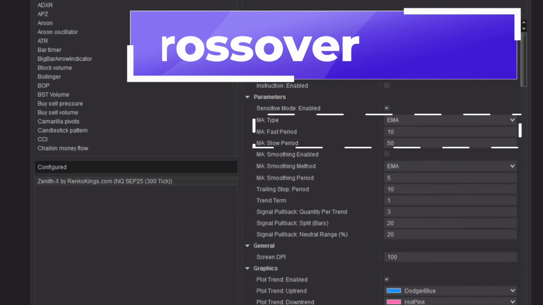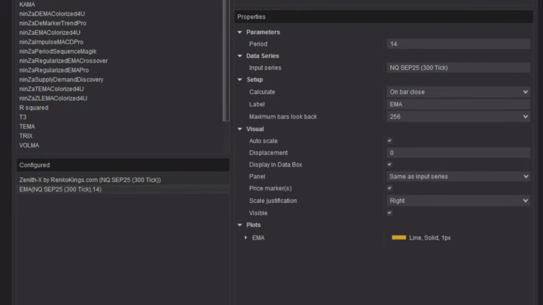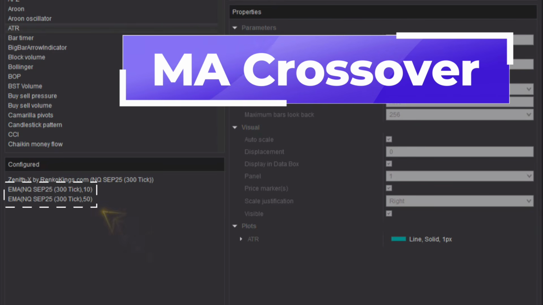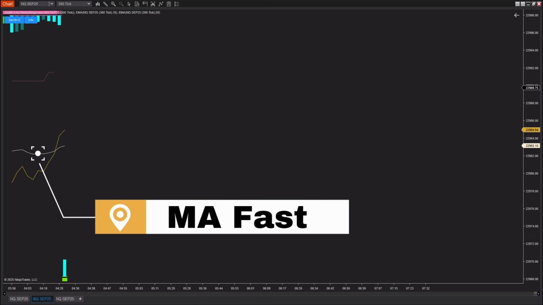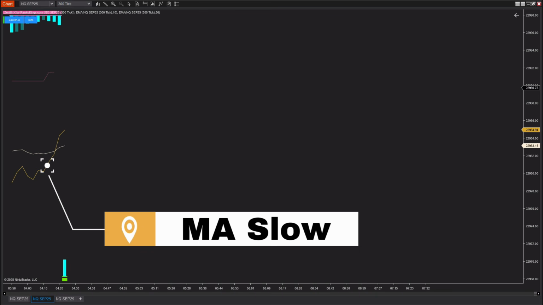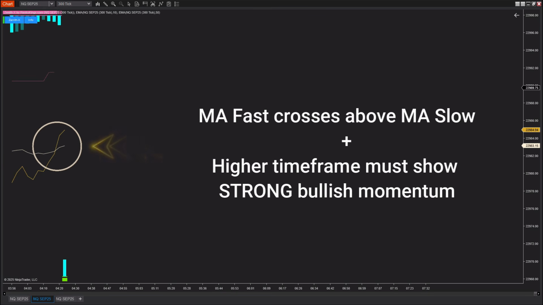As specified in the parameters, we've set the fast period to 10 and the slow period to 50. Based on these values, the system will automatically calculate the trend signal using the crossover between the two moving averages. I'll add these MAs to the chart so you can better understand how they work. On the chart, you can see that when the market shifts into an uptrend, the fast MA crosses above the slow MA. However, for the system to confirm it as a valid uptrend, there's an additional condition.